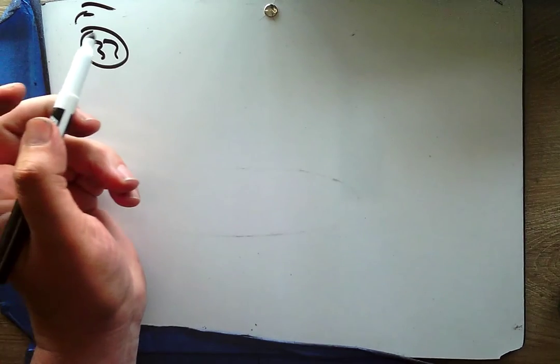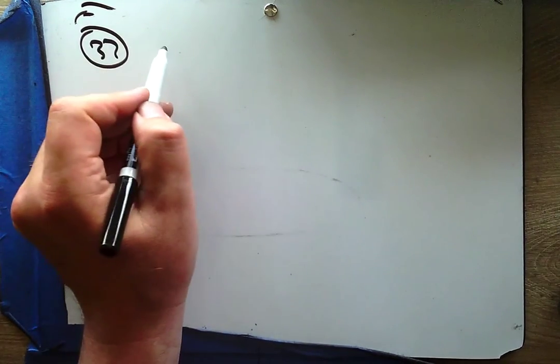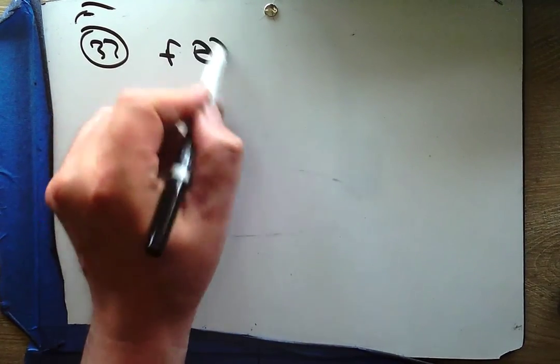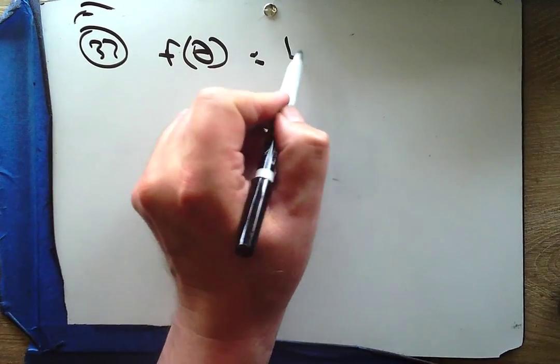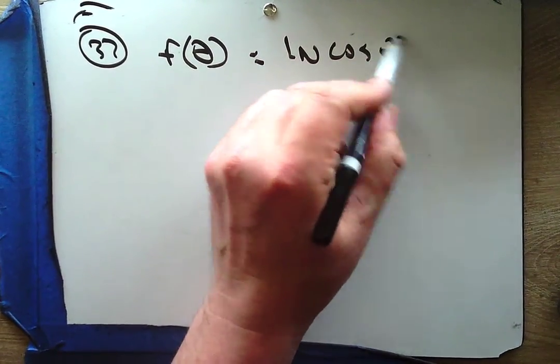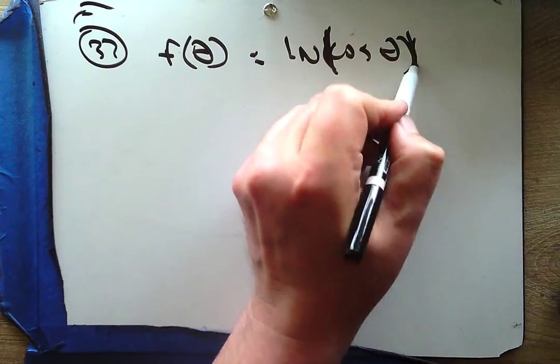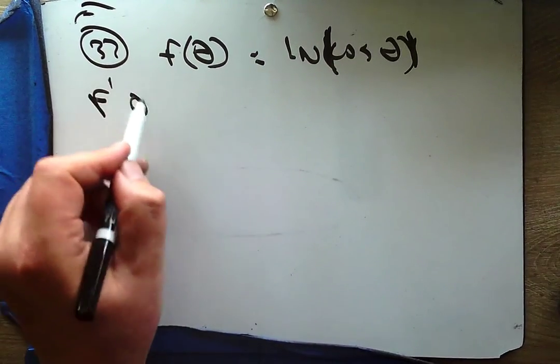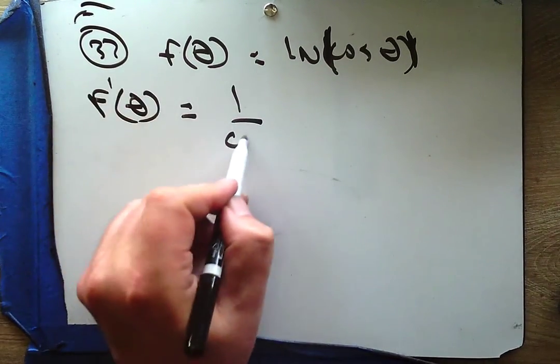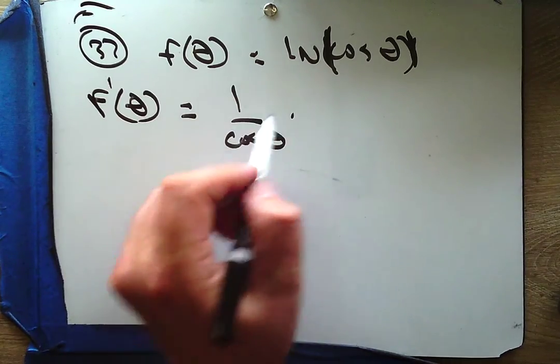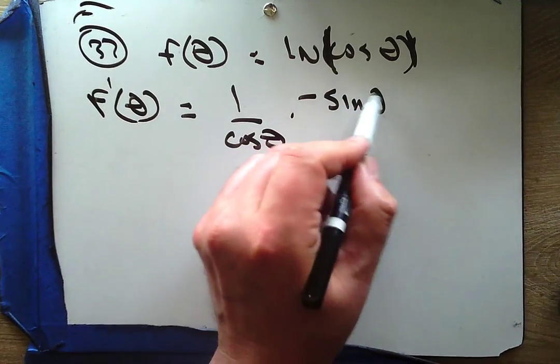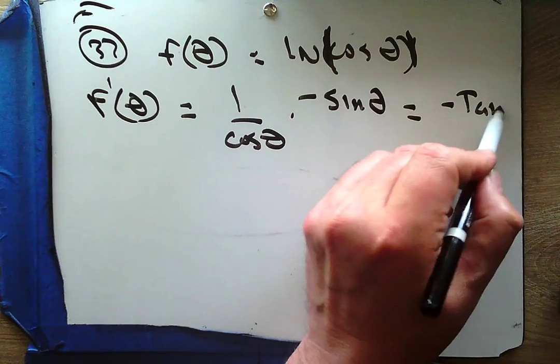37. I will say that these problems are feeling much easier than the ones from 22 to 31. Ooh, those are exciting. F of theta equals ln cosine theta. So f prime of theta, 1 over stuff, times the derivative of stuff. And so we get negative tangent theta.